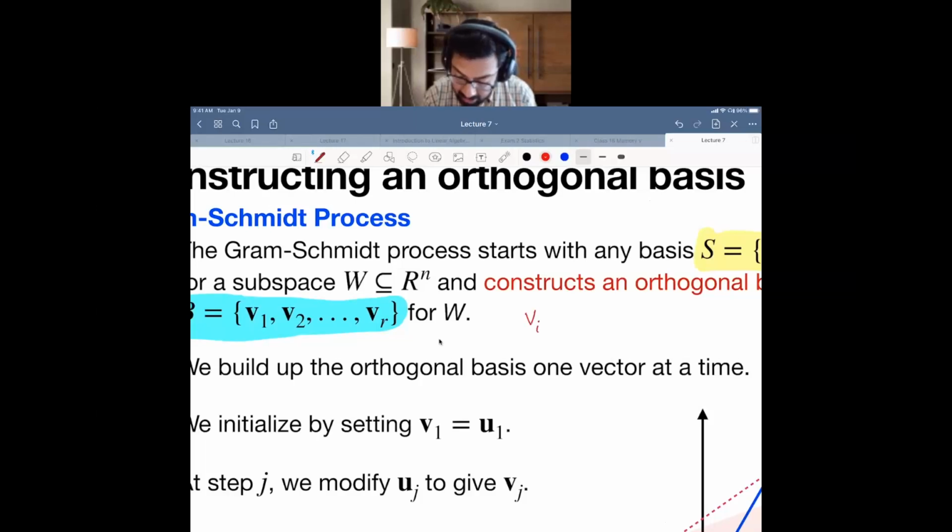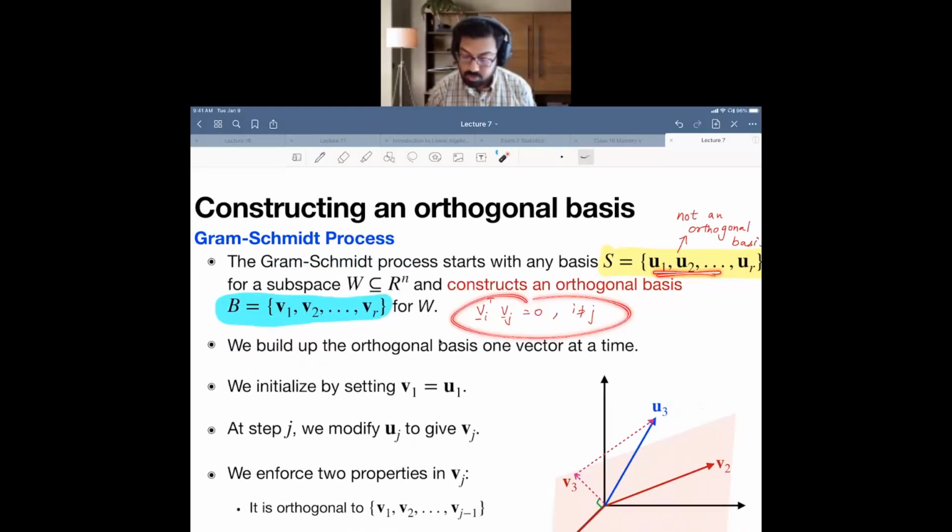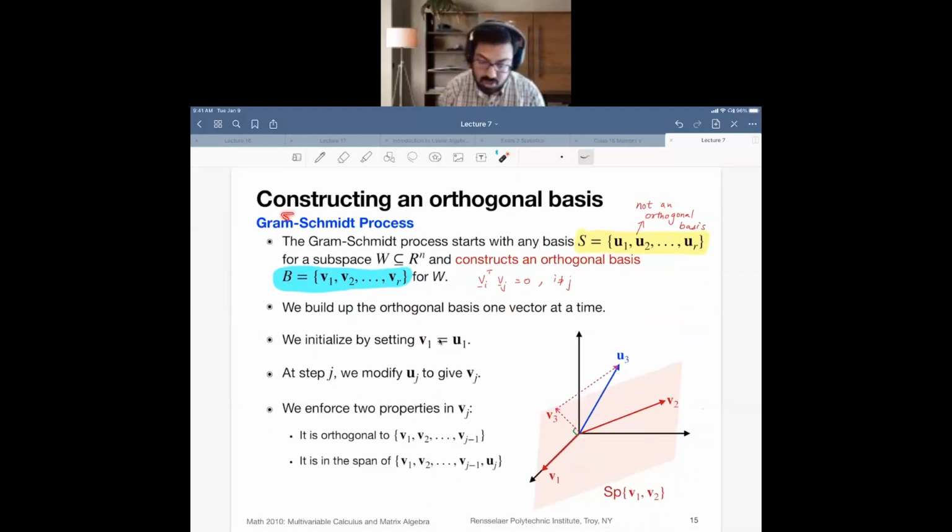can I do Vi transpose Vj will give me zero when i is not equal to j, right? That's the condition for orthogonality. But that condition is not met by U's. It's only met by V's. So how can you take U's and construct V's? That's the question that we are trying to answer here, constructing an orthogonal basis. And we are using this Gram-Schmidt procedure for that, which is a very systematic, step-by-step process. So let's take a look.